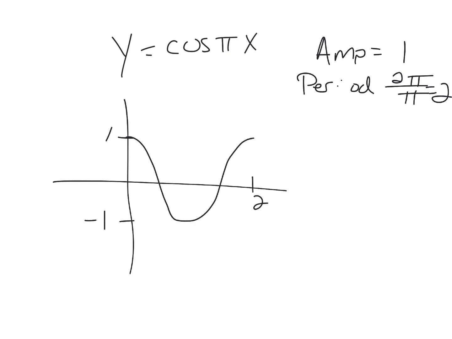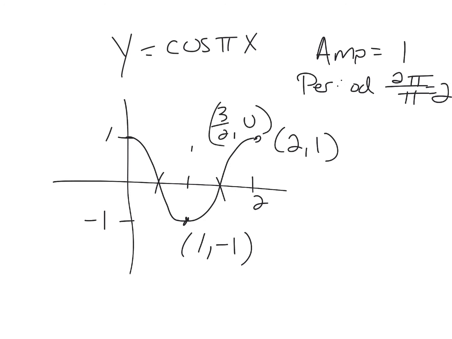That's 1 period. Halfway in between is 1. Right? So we have a point 1, comma, -1. We have a point right here, 2, comma, 1. And we have halfway points here in between of 3/2, comma, 0, and 1/2, comma, 0.